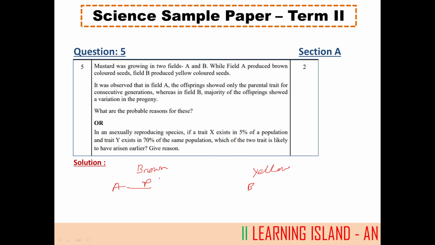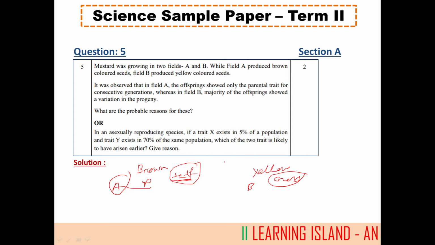The reason may be, if you make self-pollination, then the traits will not change. But if you make cross-pollination, then the characters may change because of combination or cross-fertilization. So in the first case it must be self-pollination, and in the second case it will be cross-pollination.